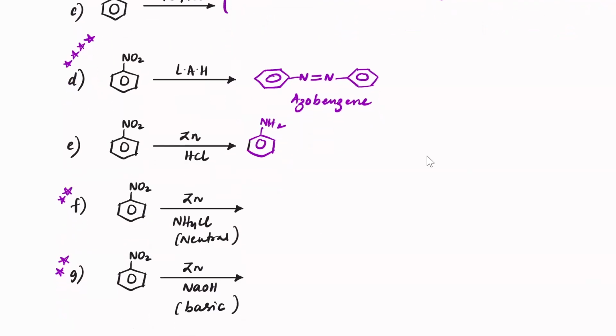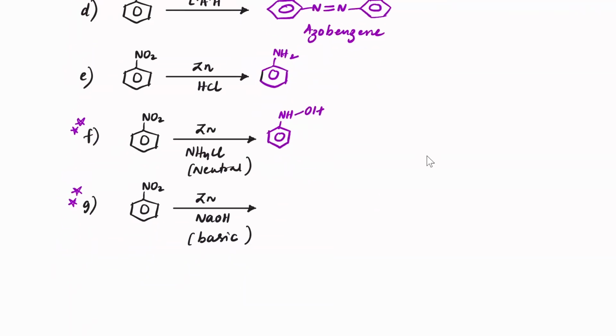Next. If you have nitrobenzene with acids, a mineral acid, no doubt every mineral acid will reduce it to NH2 here. So there is no problem here. But instead of a mineral acid, if I take a neutral solution with zinc, it will only stop at hydroxylamine like this. It will stop at hydroxylamine.